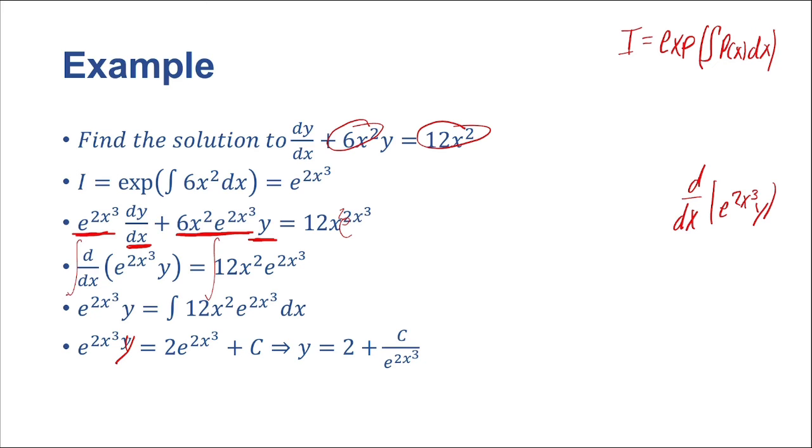So we're going to divide everything by e to the 2x cubed, so we isolate y. And then we also add our integration constant. Don't forget that. We haven't imposed an initial value. So we get y is equal to 2 plus c over e to the 2x cubed. So that is how we solve a linear differential equation.